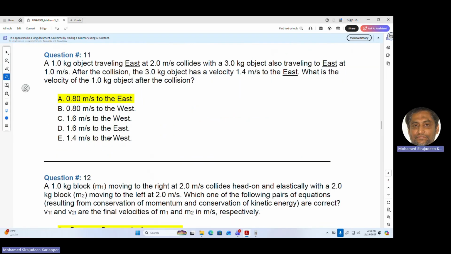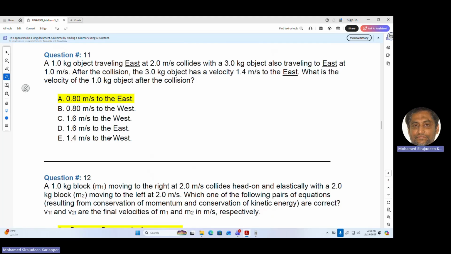Question number 11. A 1 kilogram object traveling east at 2 meters per second collides with a 3 kilogram object also traveling east at 1 meter per second. After the collision, the 3 kilogram object has a velocity of 1.4 meters per second to the east. What is the velocity of the 1 kilogram object after the collision? Okay, so everything is going to the east.